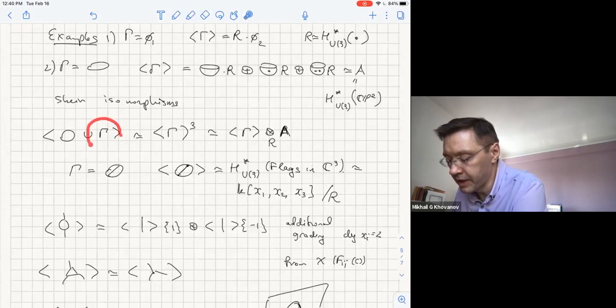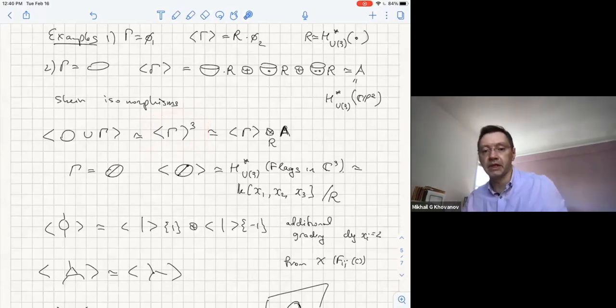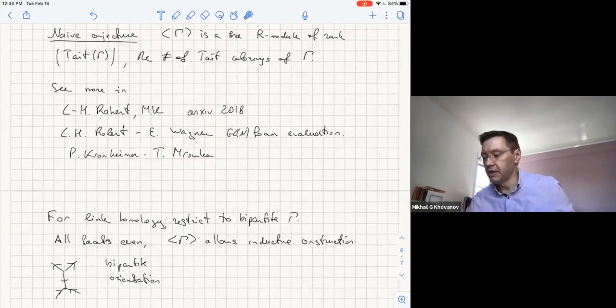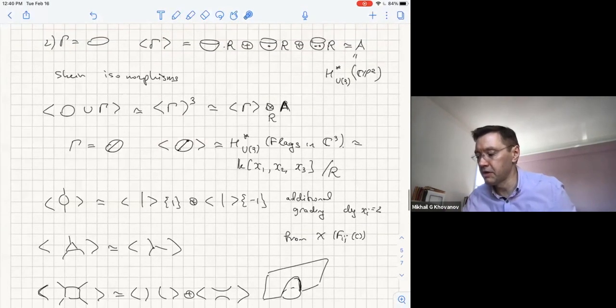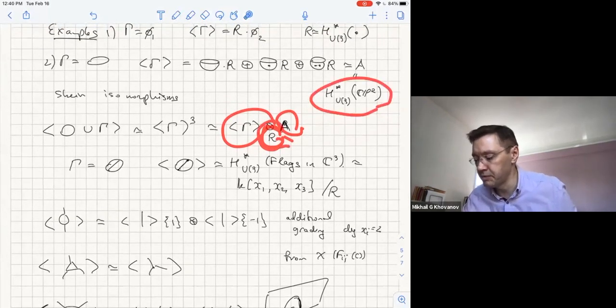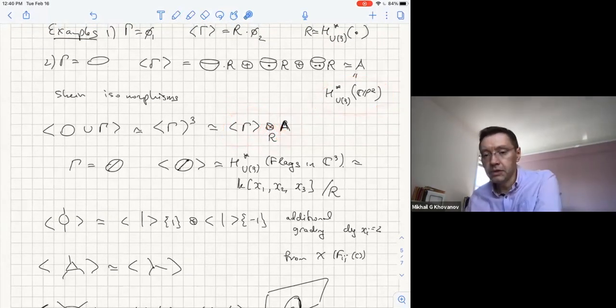If you have a graph gamma and you add this circle to it, you can check that the state space is 3 times the state space of gamma. You can write it as the state space of gamma tensor R, tensor A over R. So tensor this space over this space. And you can also, another example.